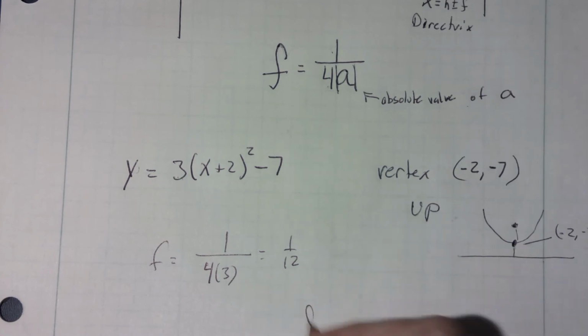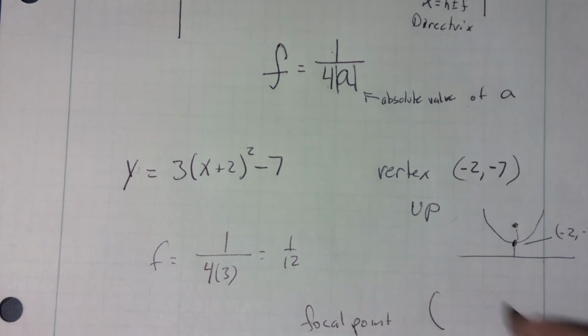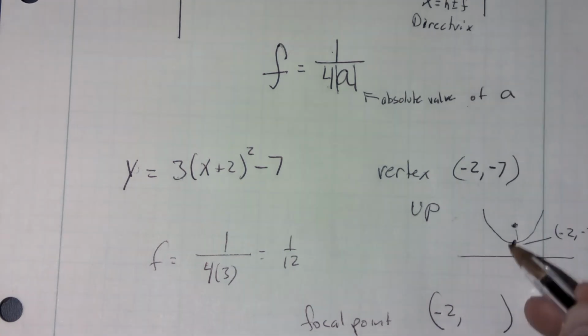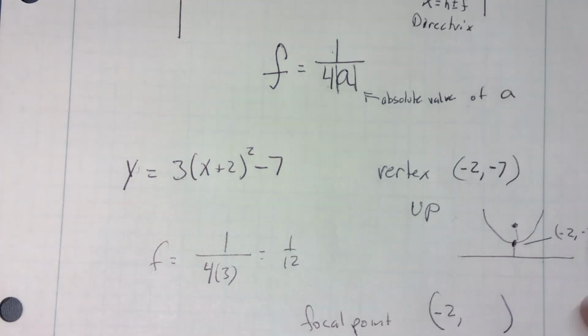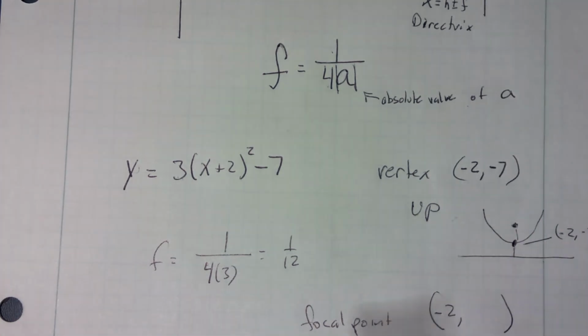So the focal point would be at -2, because I'm not to the left or right of the vertex. I'm just going to be shifted up. And then I'm going to take -7 and add 1/12 to it. So I would end up getting, and I'm going to try to make this simple.